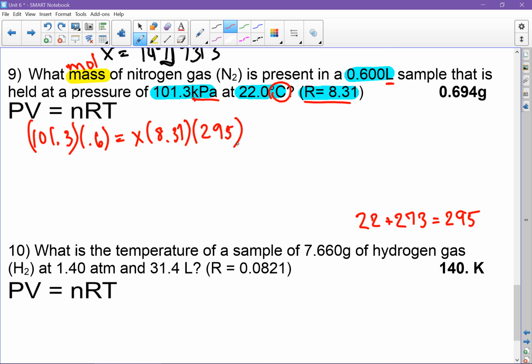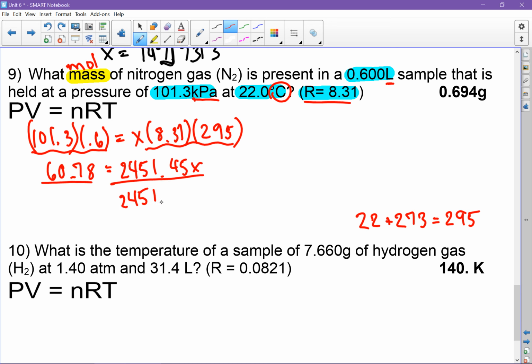Now you're just going to solve with algebra, multiply to combine like terms on each side. So I get 60.78 equals 2451.45x. Divide by the thing with the x. Cancels, x equals 0.024794. What we just solved for, though, is moles. We now need to turn that mole number into mass.